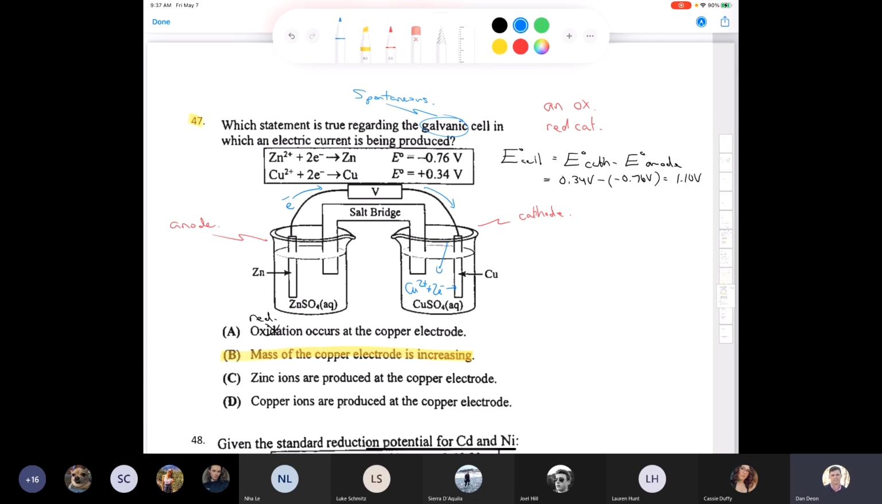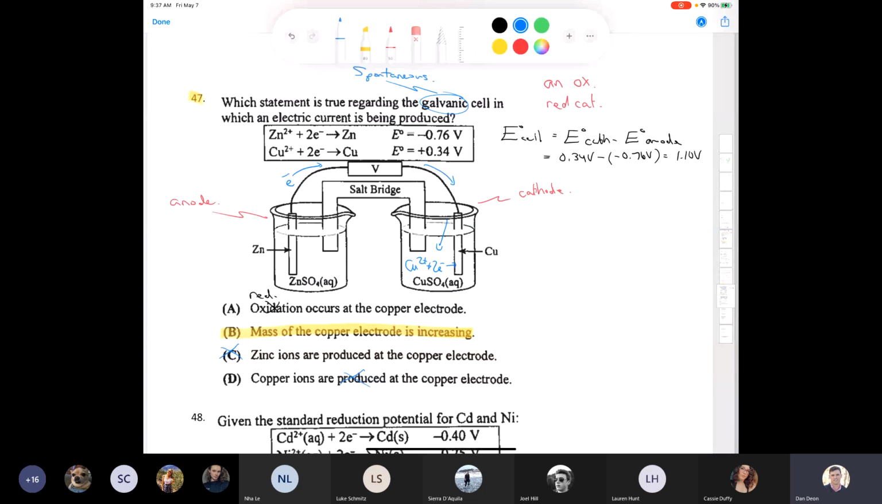In C, it says zinc ions are being produced at the copper electrode. Well, there's no zinc ions over on the cathode side, so that's incorrect. Copper ions are being produced at the copper electrode. No, copper ions are being reduced, right? So copper ions are being reduced. So how could I phrase it? They're being eliminated, or they're being consumed at the copper electrode. And so the correct answer is B. As the electrons flow from the anode to the cathode, the copper ions are being reduced and solid copper is depositing onto the copper rod.